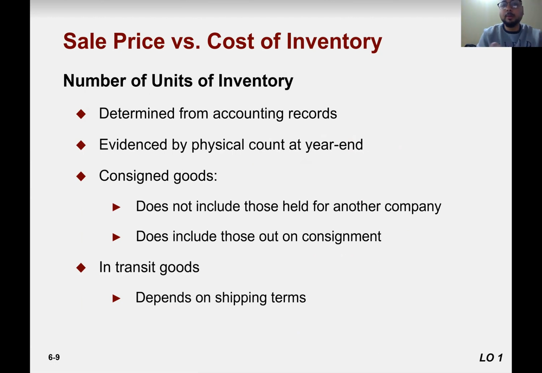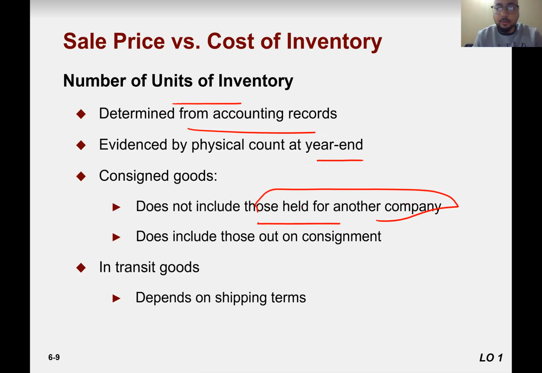The number of units of inventory is determined from accounting records. So how do we know how many units we have? We can see accounting records, like 100 units left. You can have a physical count at the year end or the month end or the week end, depending on your company policy. Consigned goods do not include those held for another company.